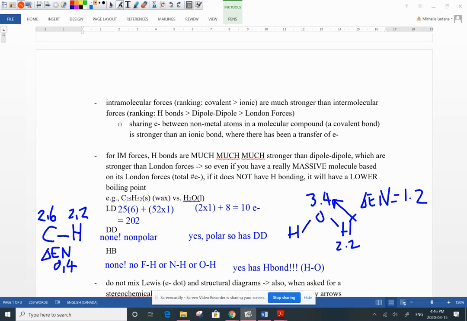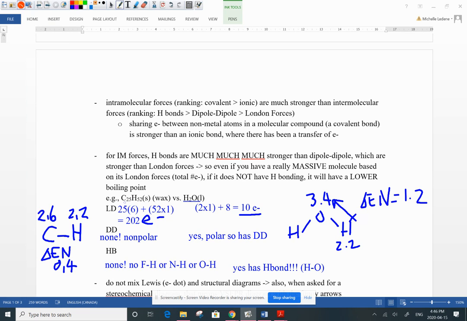So here's my examples. Wax, C25H52, that has 202 electrons. That's a huge molecule. And I'm going to compare it to water with only 10 electrons. Then I look at, does it have dipole-dipole? No.